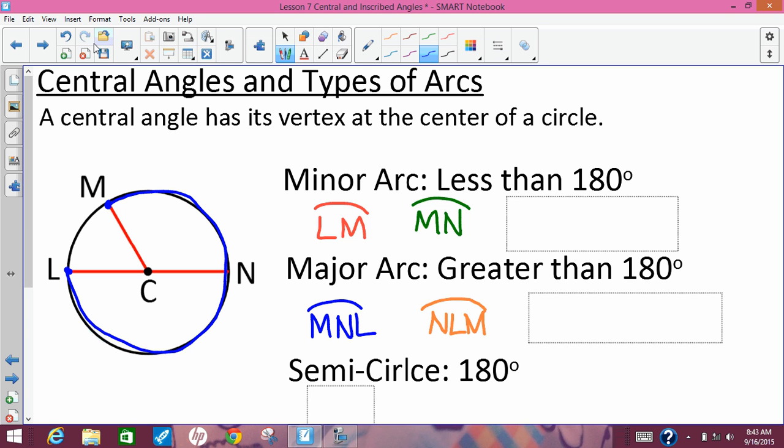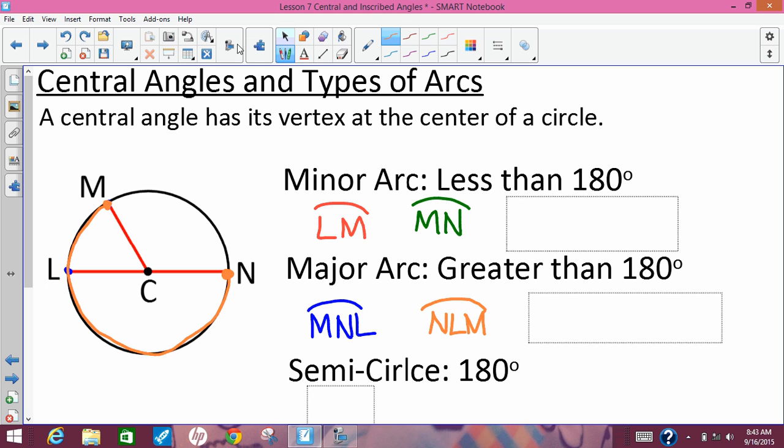So we can do the same thing with NLM. We'll start at N, we're going all the way to M, and we're going to go in the direction of L. So we're going around, and there's our major arc, NLM.